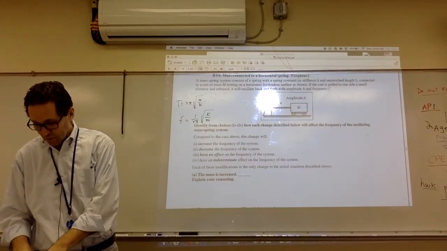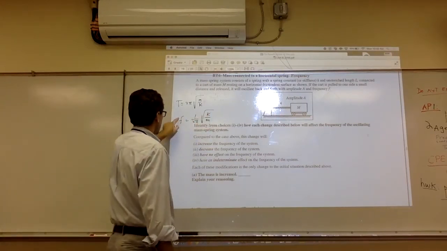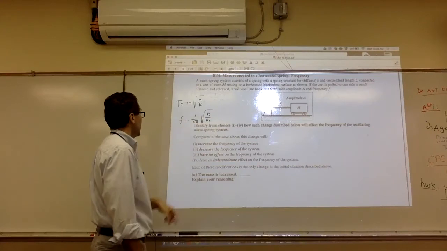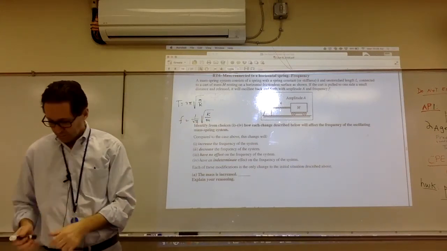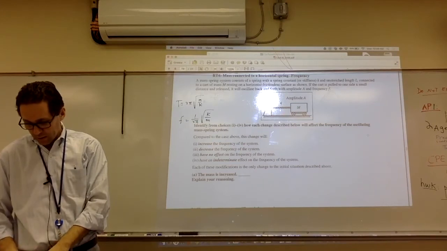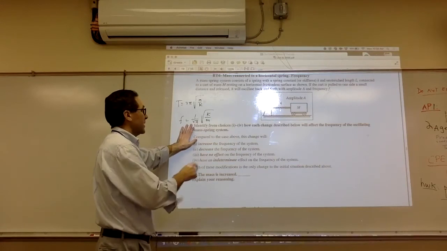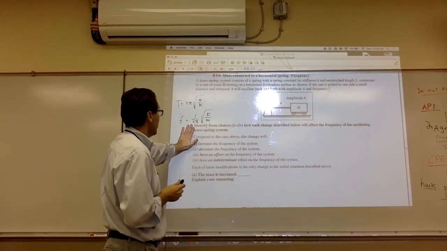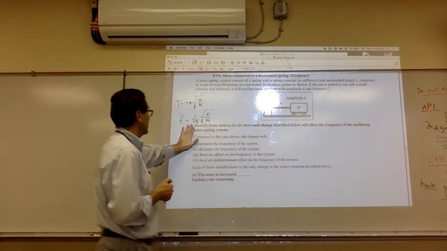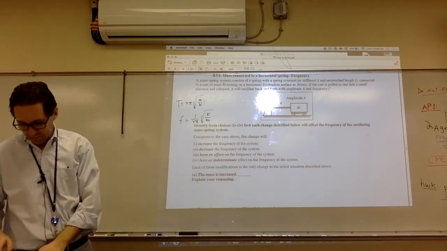Okay, the spring constant of stiffness is increased. So if I increase K, there is a direct relationship between F and K. F will increase. The mass is pulled a little further and then released. So we're changing the amplitude, and we explained in class that the amplitude does not affect the period, and consequently it doesn't affect the frequency.